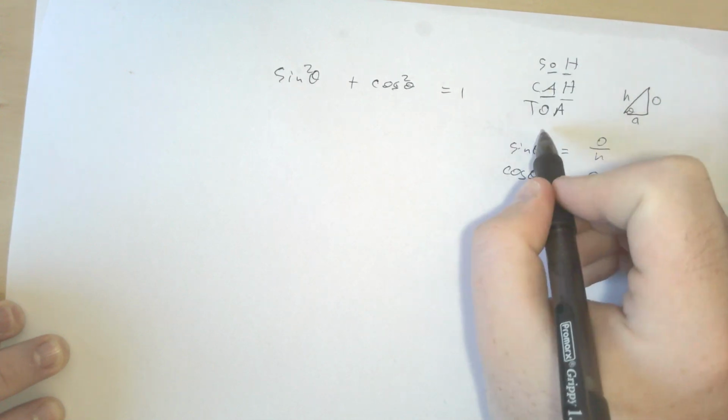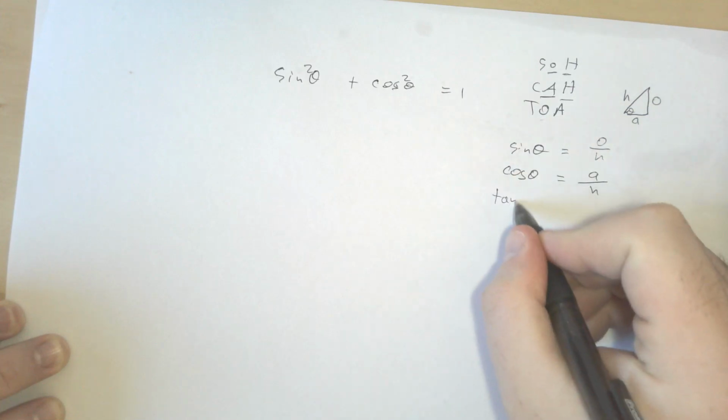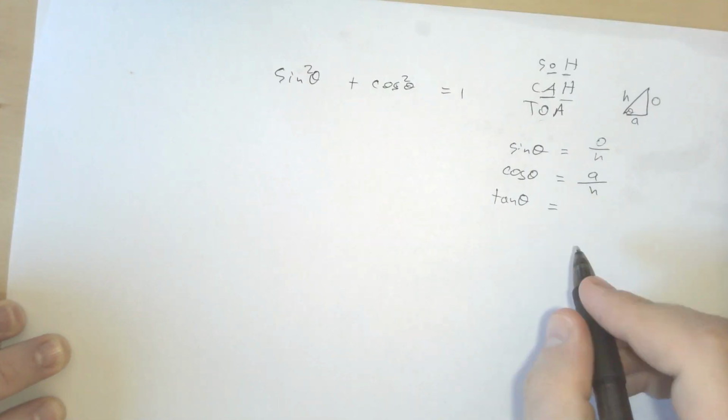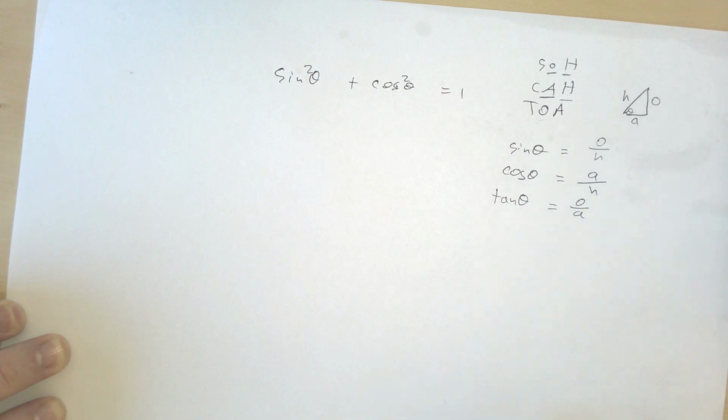And the cosine of theta is the adjacent over the hypotenuse. SOHCAHTOA. The TOA is not super important right now, but we can write it just for the sake of completeness. That is O over A. Opposite over adjacent.